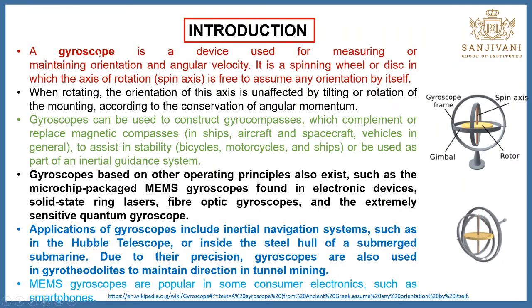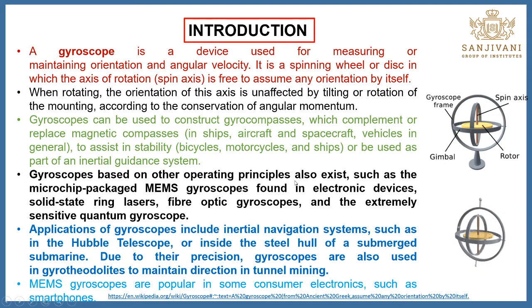First of all, what is the meaning of gyroscope? If you consider it as a mechanical term, this is the gyroscope which consists of the disc or the rotor which can rotate about the three axes. This is one axis, this is the second axis and this is the third axis. This is the rotor, this is the spin axis, this is called the gyroscopic frame, and this is the gimbal. With the help of this, that rotor can rotate about the three axes.